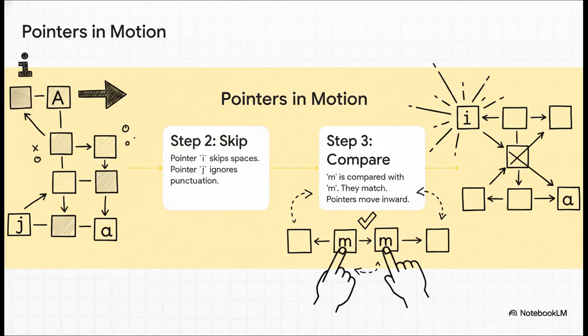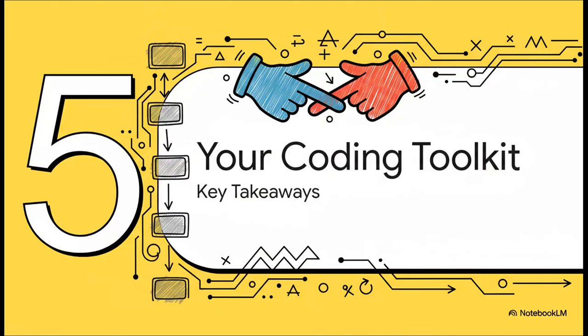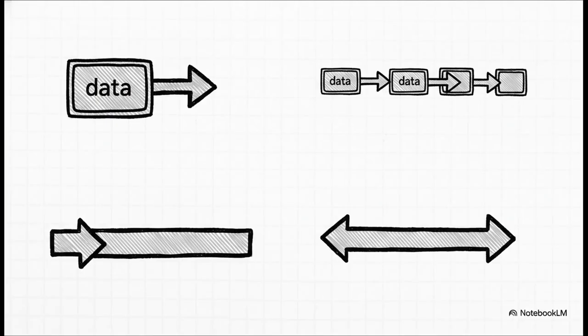We just keep doing this, skipping, comparing, moving inward. If at any point we find a mismatch, game over. It's not a palindrome. But if our pointers meet in the middle and every single pair is matched up, success, we have a palindrome. All right, let's do a quick recap and see what we've added to our conceptual coding toolkit today. So let's just boil this down. Linked lists give us that awesome flexibility that arrays just don't have, and the two-pointer technique gives us a super efficient strategy for processing these lists, often in a single go.